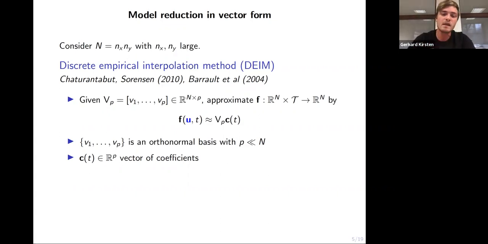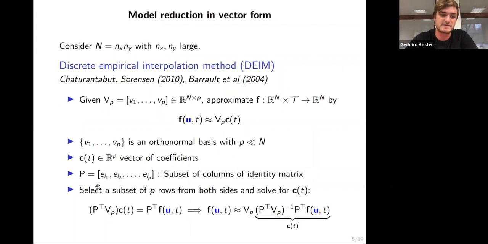To determine this coefficient vector c, they define this matrix P, which is a subset of columns of the identity matrix, p columns to be exact, at some interpolation indices. This matrix P is then used to select small p rows from both sides of this equation. So we get this equality, and then solving for the coefficient vector c of t, we get this approximation of the function f. We see that it's this oblique projector from the left multiplied with the original function f, and the coefficient vector c of t is this term here.